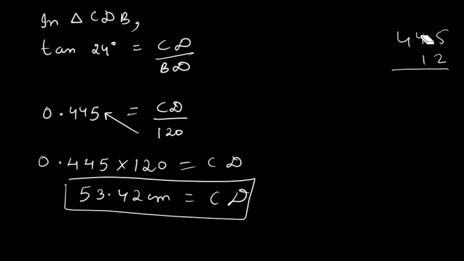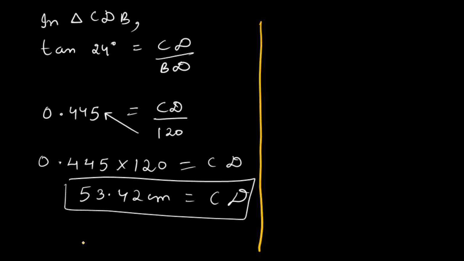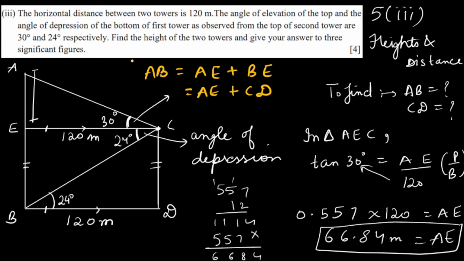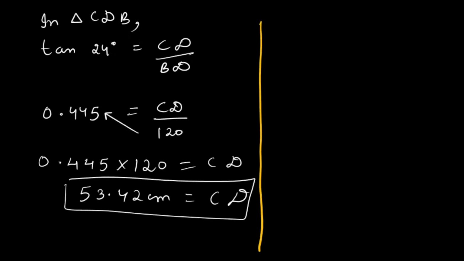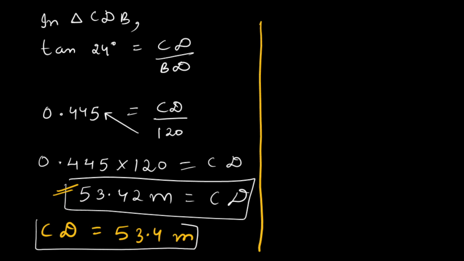Okay, so we have to find the value of AB and CD up to three significant figures. The question says give your answer up to three significant figures. Here the significant figures are 4. So up to three significant figures it will be 53.4 meter. Counting 1, 2, 3, the length of one tower is equal to 53.4.